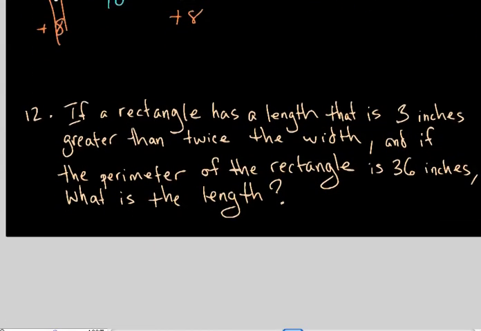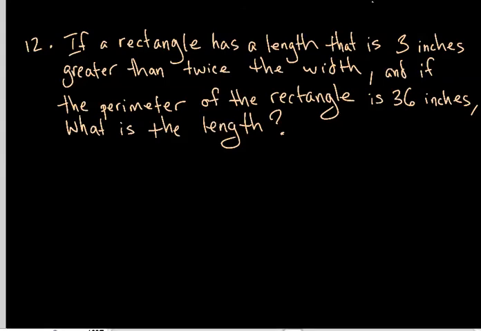Number 12. If a rectangle has a length that is 3 inches greater than twice the width, and if the perimeter of the rectangle is 36 inches, what is the length? Okay. First thing I'm going to do should be obvious. Draw a picture. A lot of confusing words. It's easier to organize yourself if you draw it out.